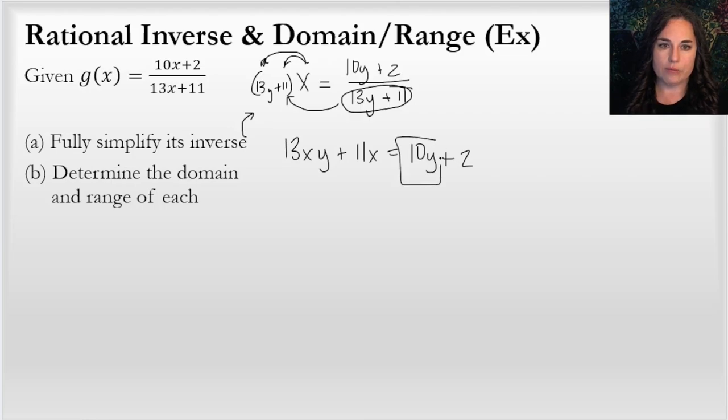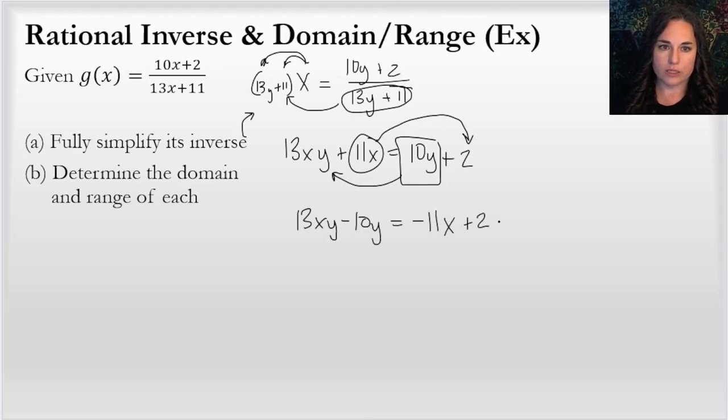I'm going to get my y terms together. I'm going to move this guy over here. I'm going to isolate the y's on one side and everything else on the other. So I get 13xy minus 10y equals, I'm going to leave that negative 11x out front, plus 2. Okay, so we still need to isolate y. Let's factor y out. 13x minus 10 equals negative 11x plus 2.